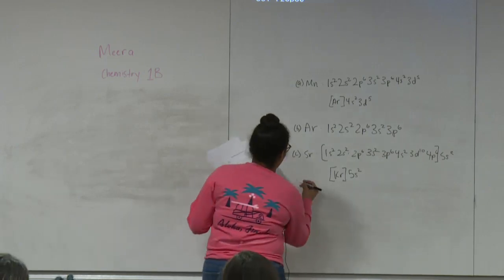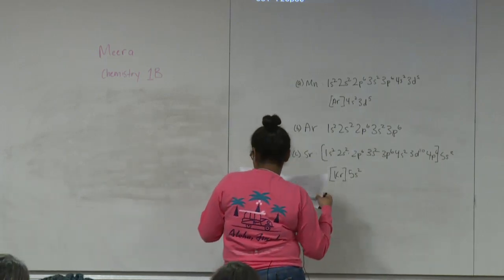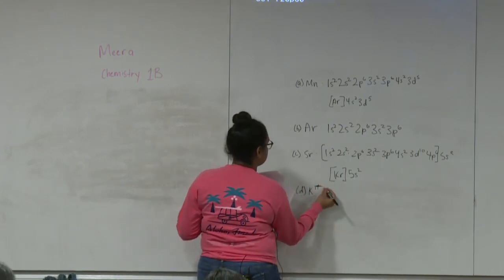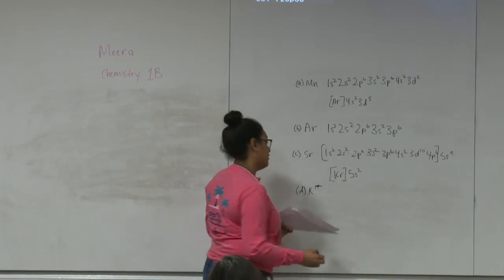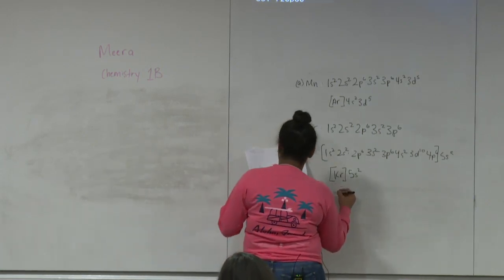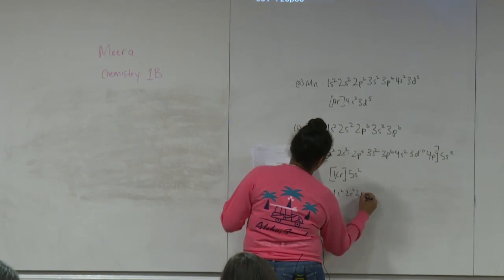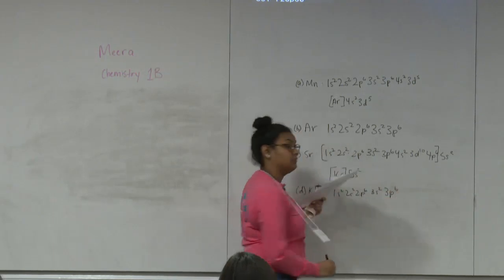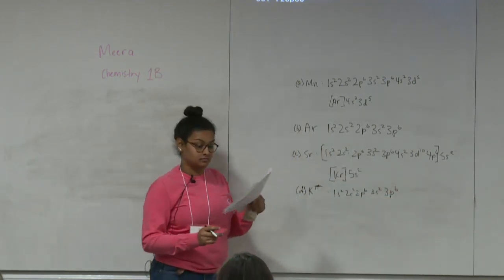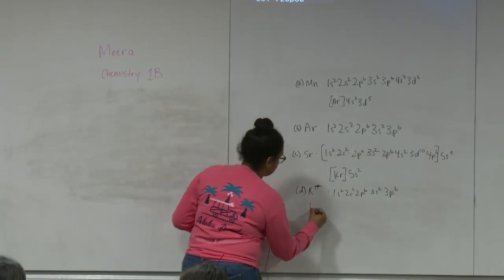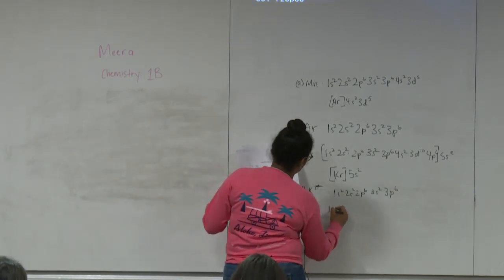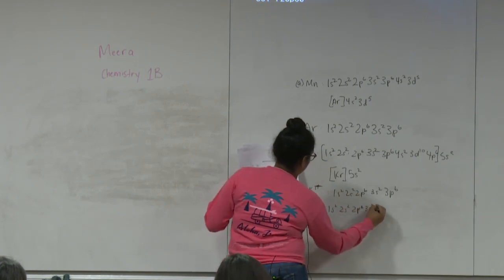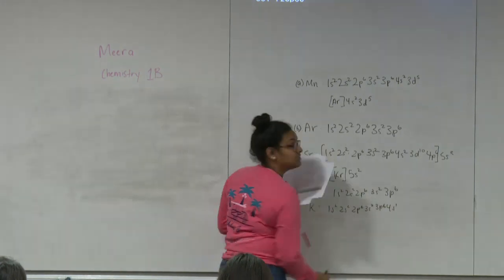So, D is potassium 1+. If it's 1+, this means it lost an electron. So it's going to be 1s2, 2s2, 2p6, 3s2, 3p6, right? Because plain potassium is just argon, so you move it back, you're just taking one electron away.